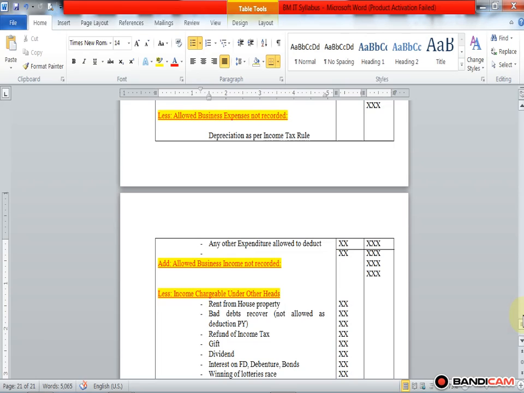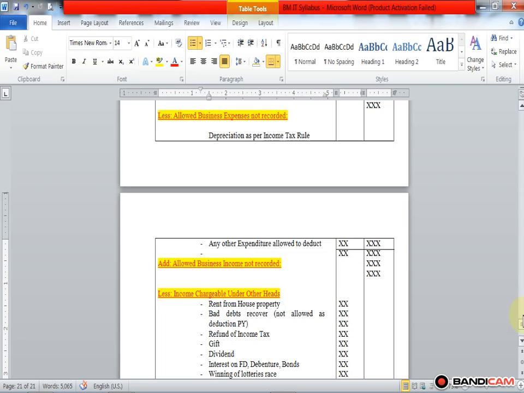रेंट फ्रॉम हाऊस प्रॉपर्टी असेल, बॅड डेप्ट्स रिकवर झालेत, मग तुम्ही म्हणाला हा बिझनेसचा खर्च आहे, परंतु जर त्यामध्ये नोट्स दिली असेल की जो बॅड डेप्ट्स रिकवर झाला तो गेल्या वर्षी तुम्हाला डिसअलाउड खर्च दिला होता, म्हणजे तो तुम्हाला बिझनेसचा खर्च मान्य केला नव्हता, म्हणून तुम्ही नेट प्रॉफिटमध्ये ॲड केला होता. मग यावर्षी जर ते बॅड डेप्ट्स रिकवर झाले असतील तर ते चालू वर्षी बिझनेसचा इन्कम राहणार नाहीत, हे तुम्ही लक्षात घ्यायचं आहे. त्यानंतर रिफंड इन्कम टॅक्स मिळाला असेल तर तो सुद्धा तुमचा अदर इन्कम आहे.